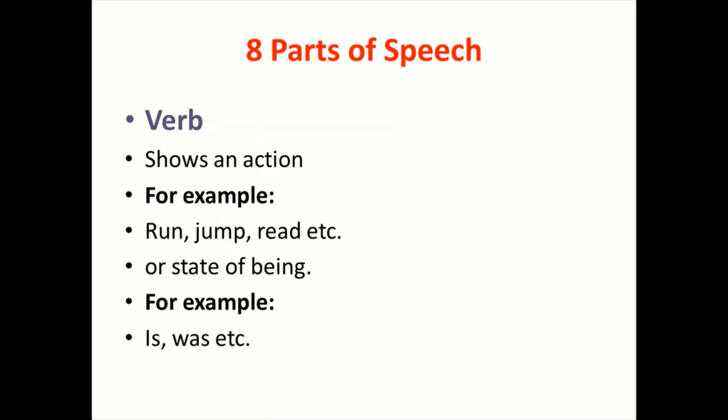Verb. There are two types of verb, action verb and linking verb. So the action verb shows an action. For example, run, jump, read, or a state of being like linking verb is, was.